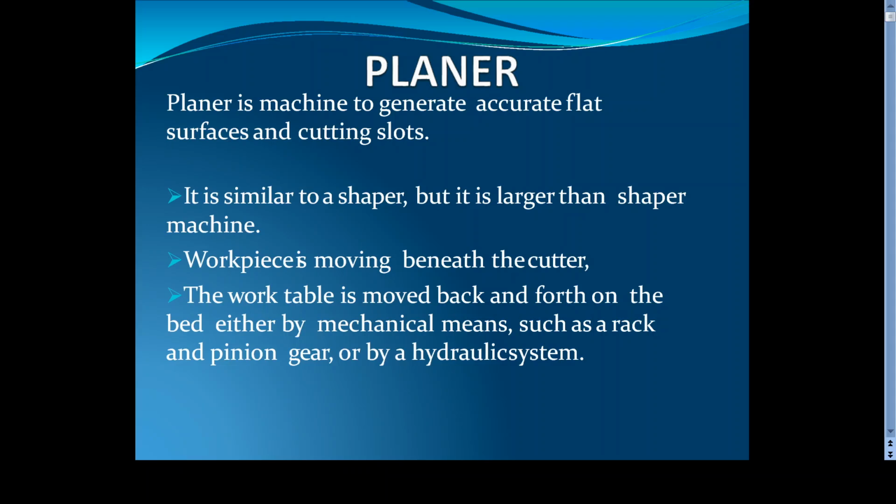It also has only translatory motion. That means it doesn't have any rotation. The workpiece is moving. Here, the tool is not moving. The tool is stationary. That is the major difference between the shaper and the planer. Here the workpiece is actually translating or sliding. The workpiece is held on a table and the table is moved on a bed.